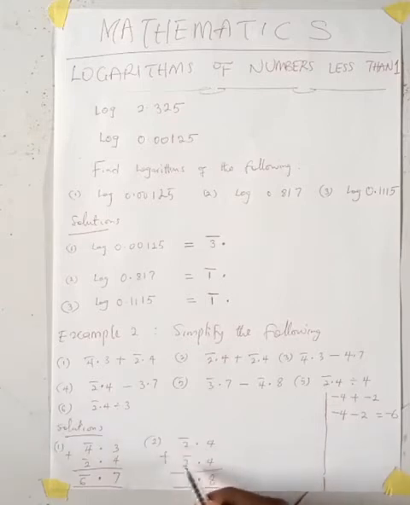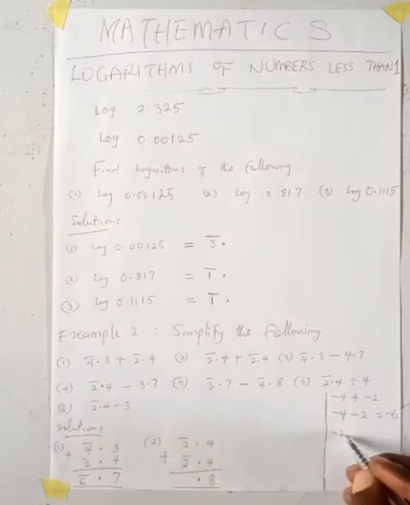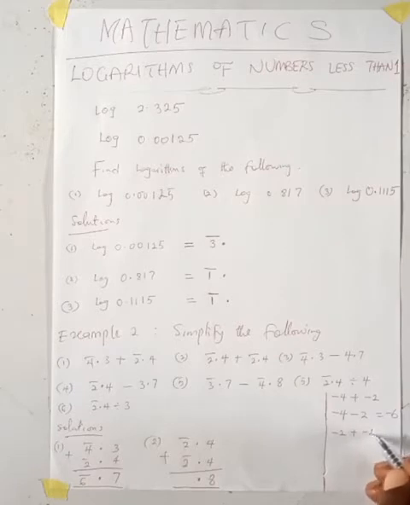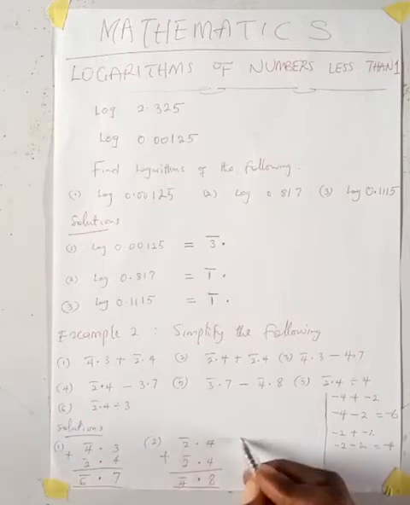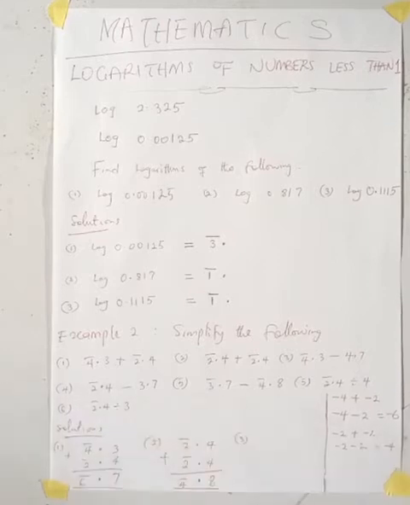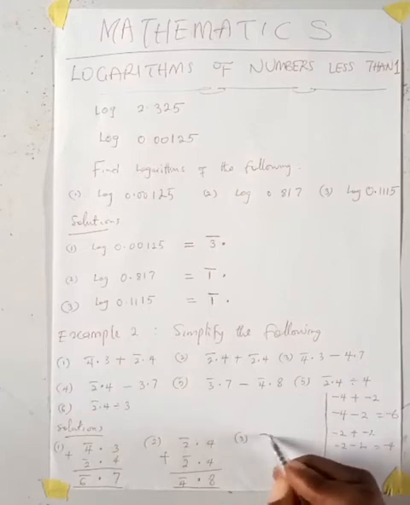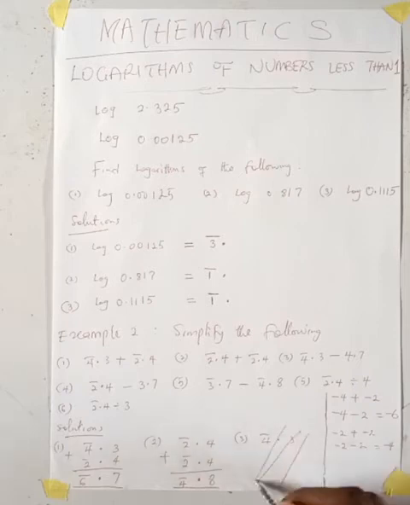Minus 2 plus minus 2. So that becomes minus 2 plus times minus minus 2. Minus 2 minus 2 gives minus 4, which is what we are going to refer to as bar 4. In number 3, I have bar 4.3. Now, I would rather do this in the next page.